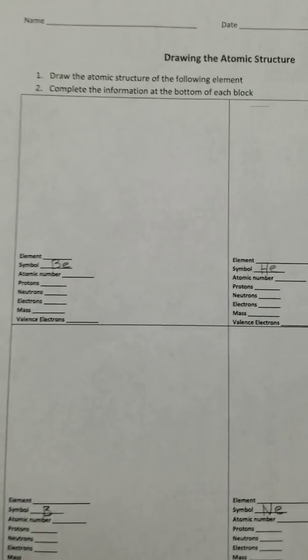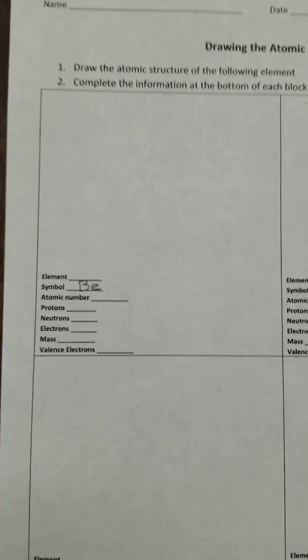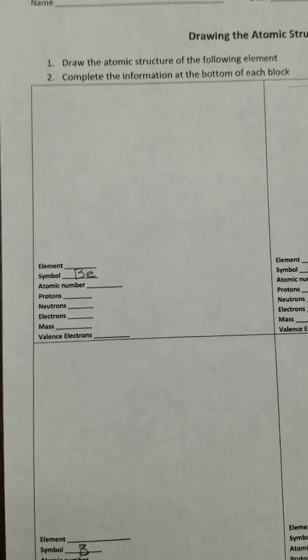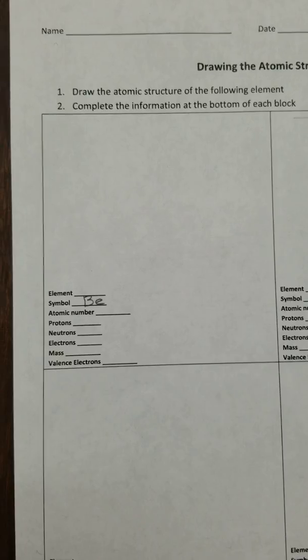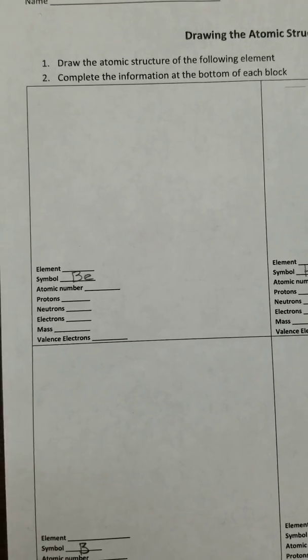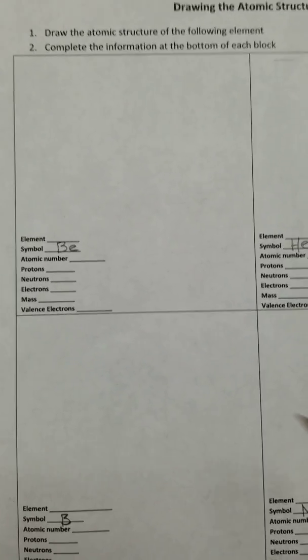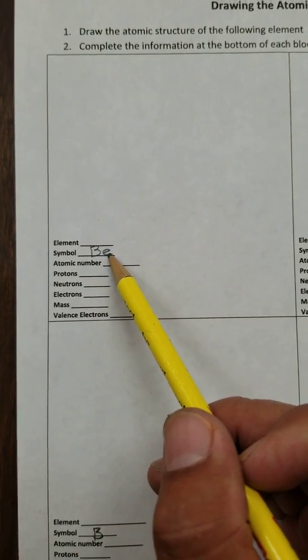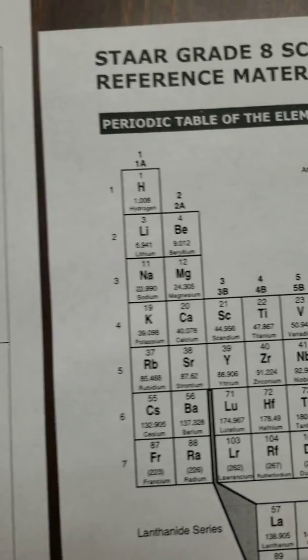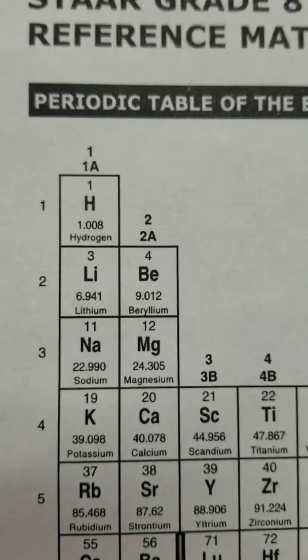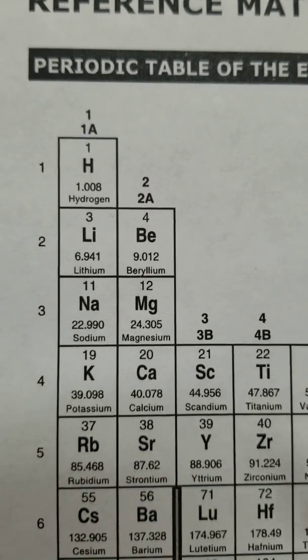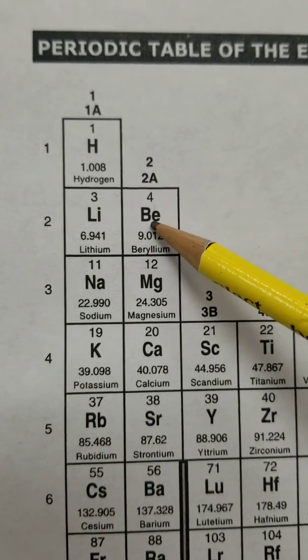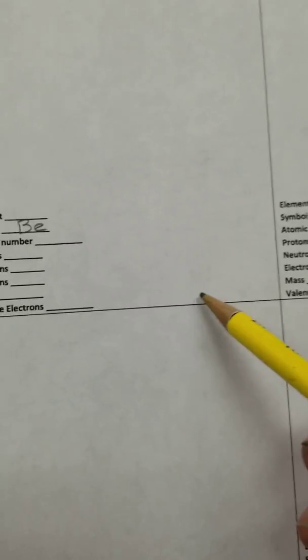For this one, beryllium, if you're going to be drawing the atomic structure, I'm going to need you to do two strategies. And those strategies are going to count for 25% of your grade, all right? If this is the one you're going to be looking at, you find them first on the periodic table. It's right here, you can see them right there, right? So you're going to need that information, and you're going to put it here on this little corner.